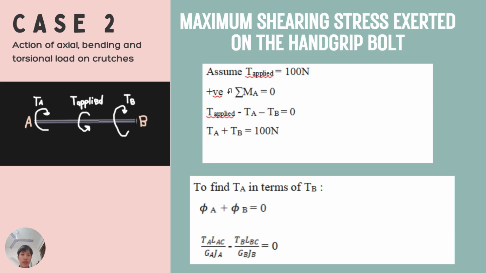Once we have TA and TB, we want to find only one unknown for better calculation later on. So we use the formula of angle of twist, where phi A plus phi B is equal to 0. TA is the internal torque at A, and LAC is the length between A and C, where C is the location where the applied torque is located, all over GA and JA. G is the modulus of rigidity, and J is the polar moment of inertia.